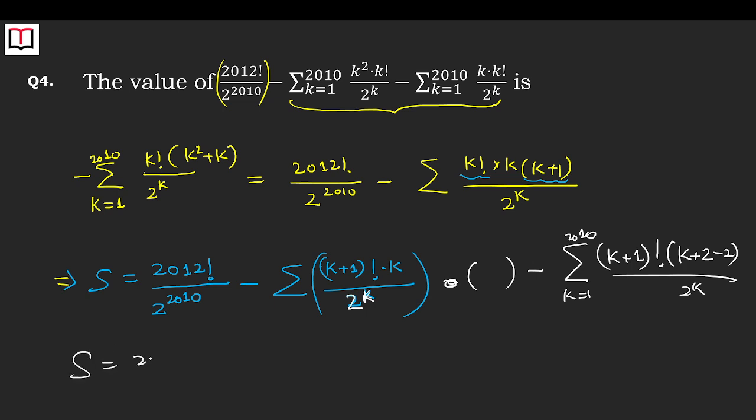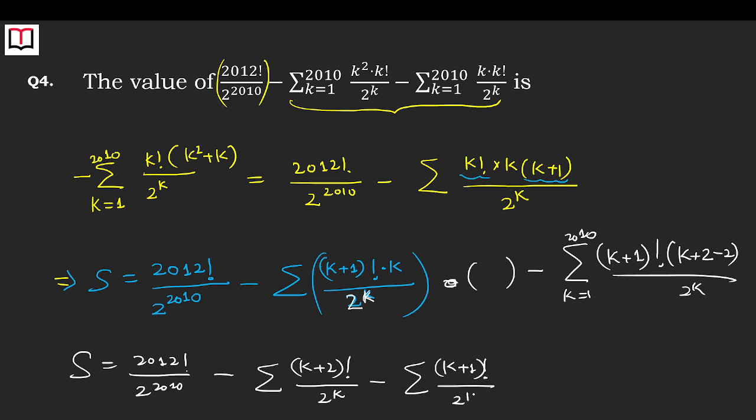So this is 2012 factorial over 2 raised to the power 2010 minus, so now I think all of you would have understood, (k+2) factorial over 2 raised to the power k minus 2 times, bachcho. So that 2 will get cancelled, and in the numerator you have (k+1) factorial over 2 raised to the power k-1. So if this is the kth term, of course this is the (k-1)th term. So I don't know why I took summation here, it is not required, because in any case it works simply. Okay, so that's it.